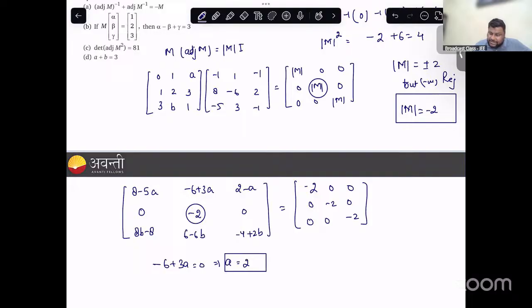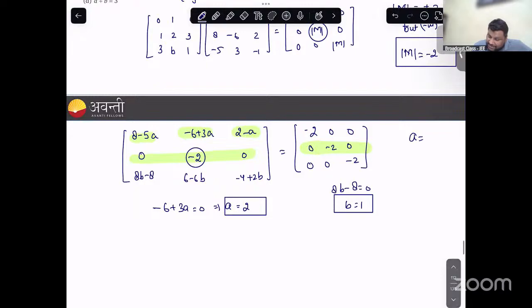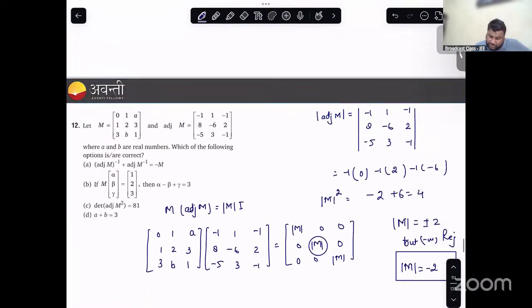Now a equals 2 satisfies all three of them. See, if you put a as 2, you are getting the first row. Second row is already sorted. About the third row, 8b minus 8 should be 0. So b is 1. Now b equals 1 is satisfying the other equations. Understood? So I got the value as a = 2, b = 1. And with this, you got this option correct.